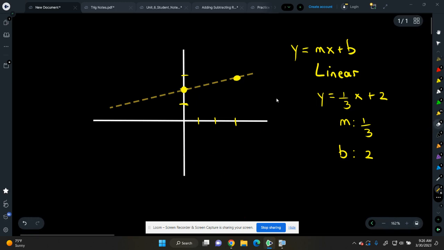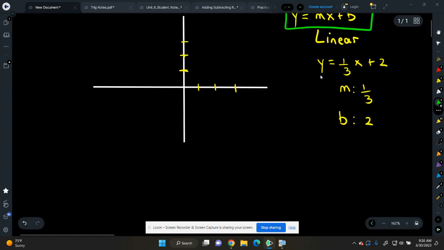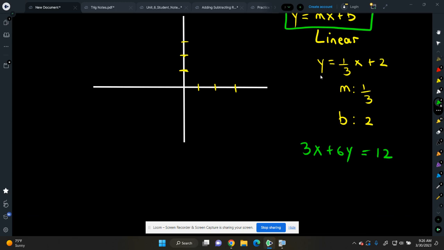That's a linear equation. Anytime I see an equation in this form, I know it's linear. But not only that, I could see an equation in this form, 3x plus 6y equals 12. I know that's also linear. Now, I won't do it now because I don't want to get you sidetracked, but remember way back in the fall, we graphed using the x and y intercepts, right? Okay, how do I know it's linear?